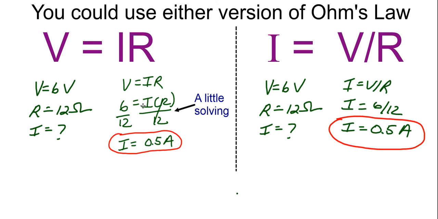Okay? So that's it. Ohm's law is easy. The only tricky thing is when they say Ohm's law on the test, I hope you remember that that means V equals IR. Bye.